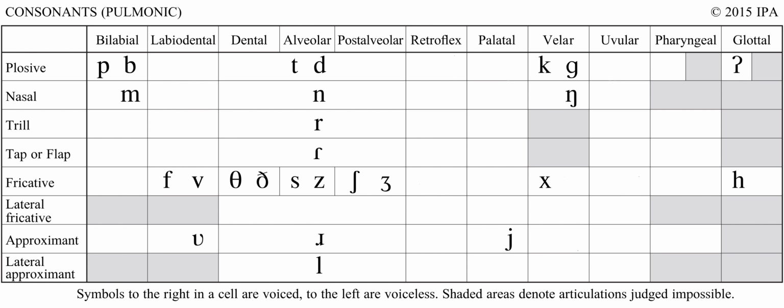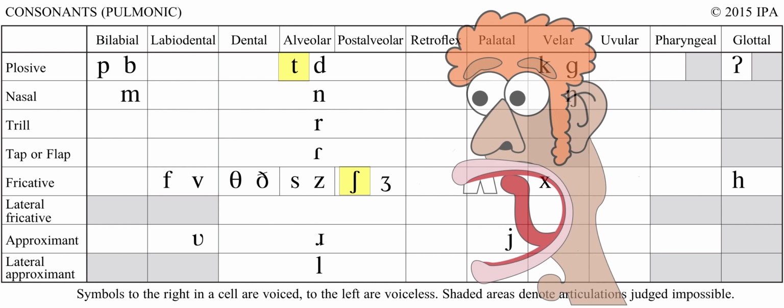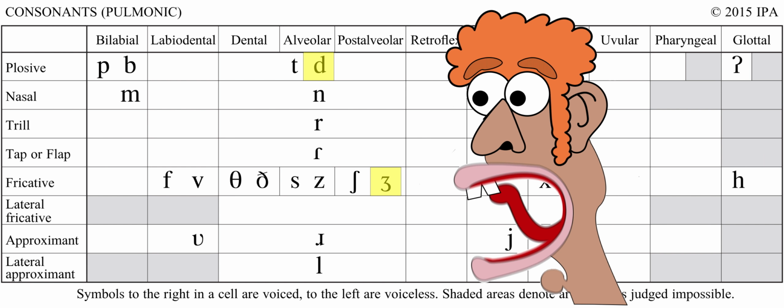Two final obstruent sounds we haven't mentioned are the affricates. These are formed when a plosive and a fricative combine. For example, ch as in church and j as in judge.